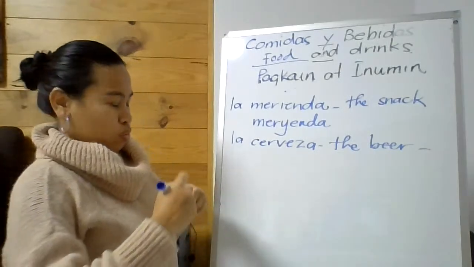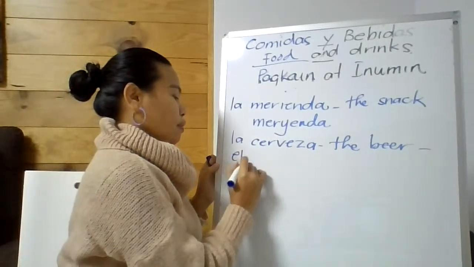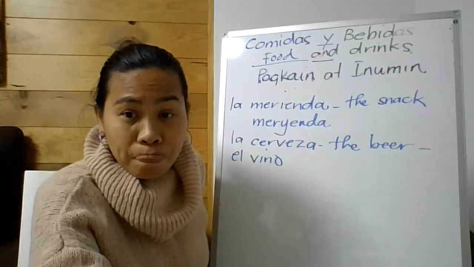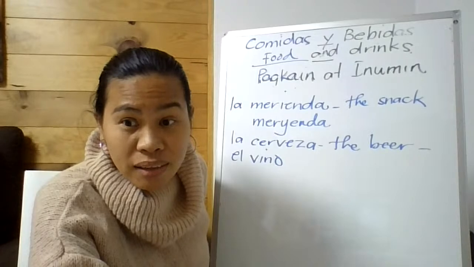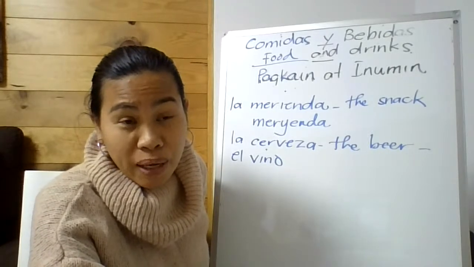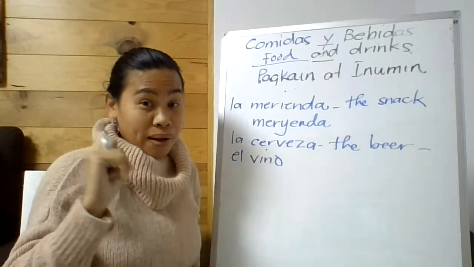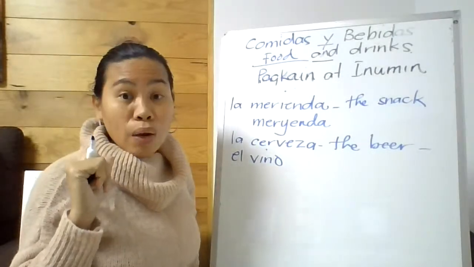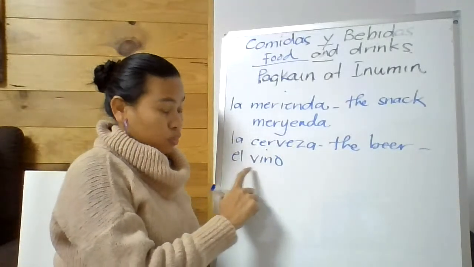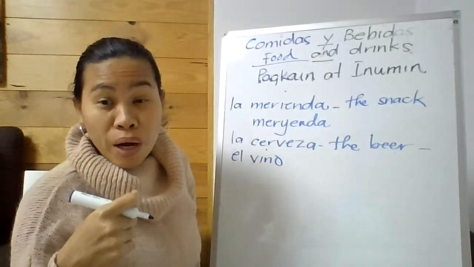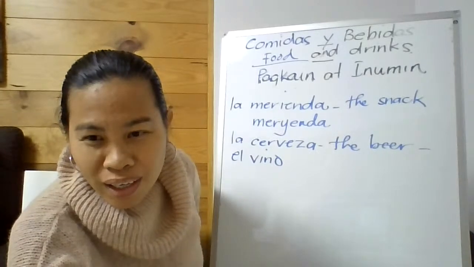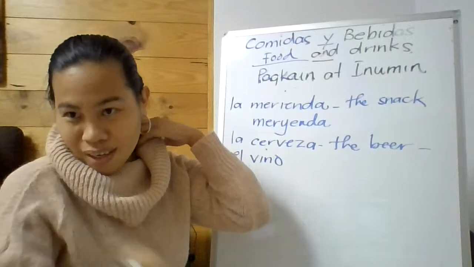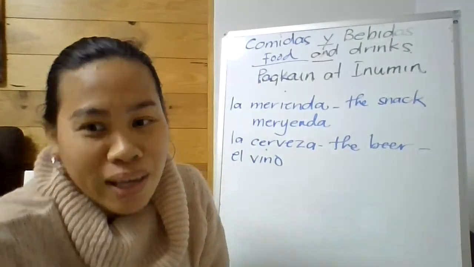El vino. Si, por ejemplo, la camarera pregunta, para beber is for drinks. Para beber, una cerveza para mí, por ejemplo, o quiero una copa de vino. Una copa de vino, pero vino es mejor. Wine, the wine. Yeah.